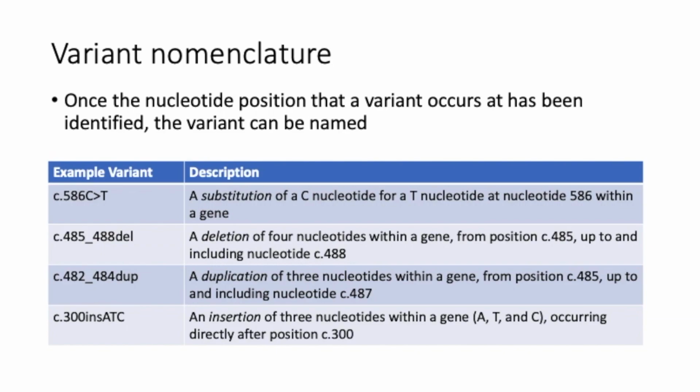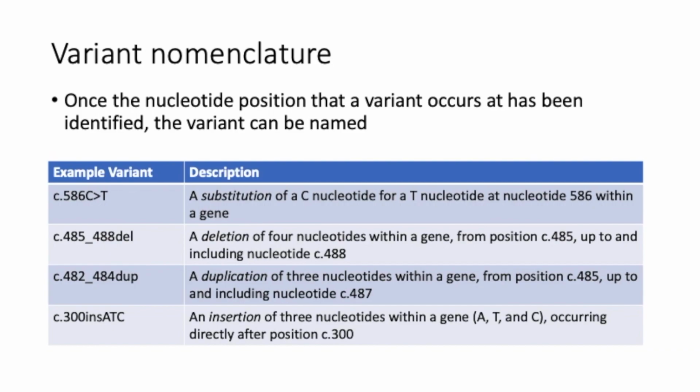Once the nucleotide position that a variant occurs at has been identified, the variant is named. This slide shows some examples of common variant types, including nucleotide substitutions, deletions, duplications, and insertions. For substitutions, one nucleotide in the sequence is substituted for another, without increasing or decreasing the total number of nucleotides in the sequence of the gene. This is denoted by showing the reference nucleotide, in this case a C, at position c.349, followed by the variant nucleotide, in this case a T.